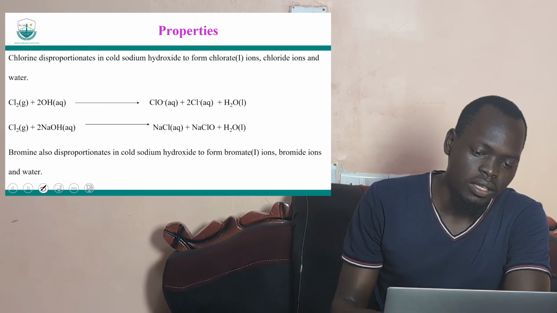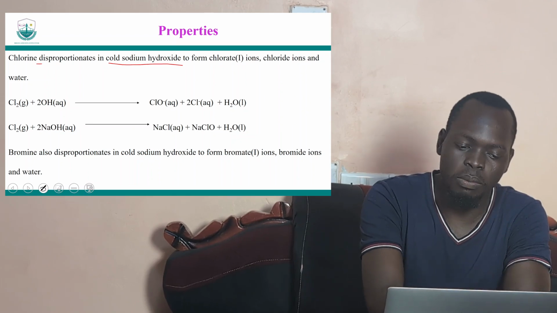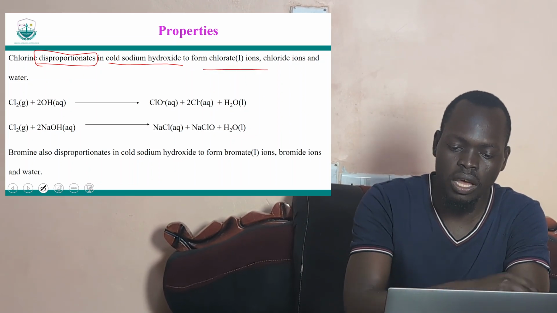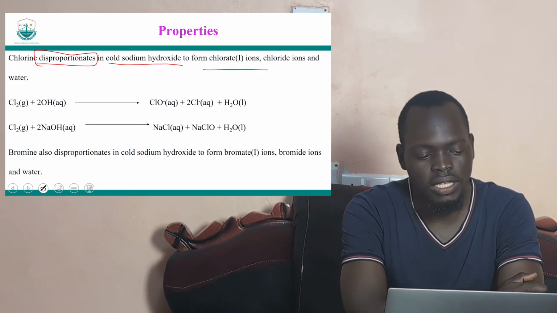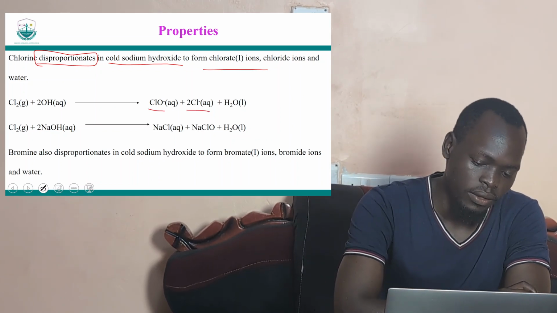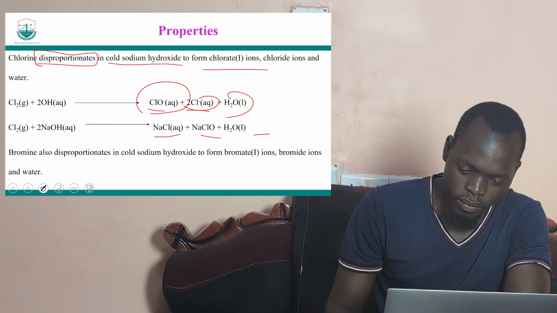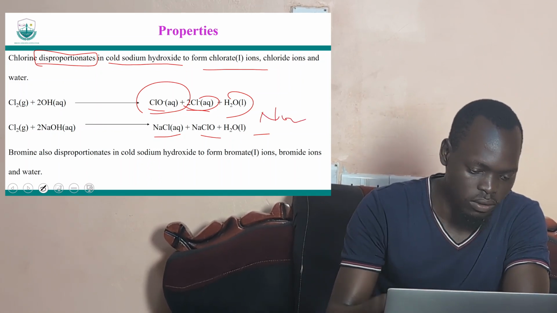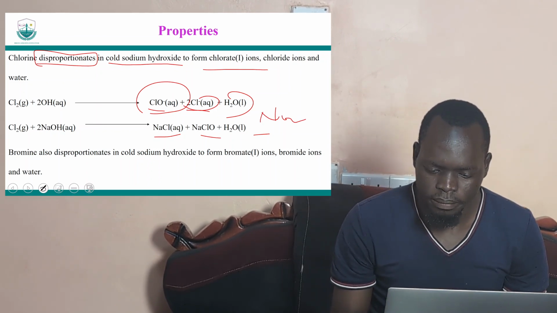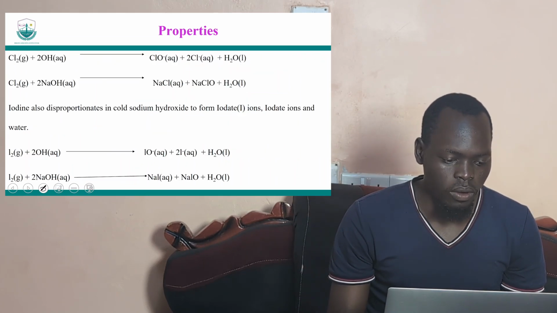And chlorine in cold sodium hydroxide will disproportionate. This means it breaks down into different species, which form chlorate(I) ions, chloride ions, and water molecules in this case. You can write either the ionic equation or the molecular equation. Bromine also disproportionates, just like chlorine, to form bromate(I) ions, bromide ions and water.